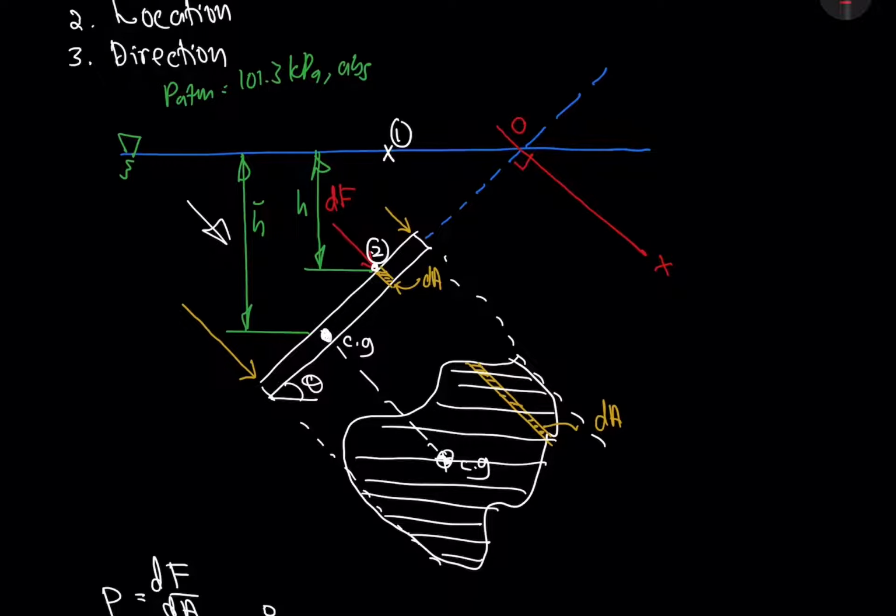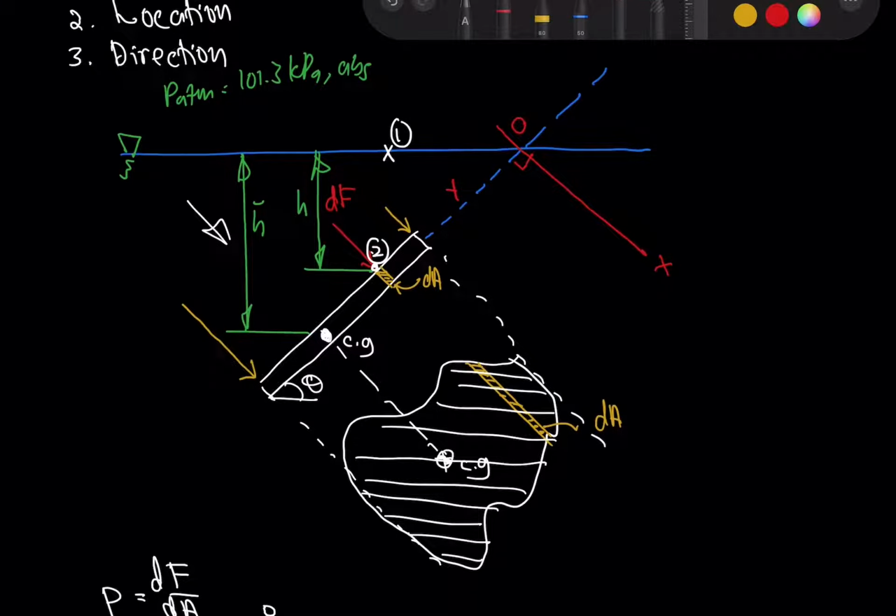This line OX actually is on the free surface, but when you draw it, it seems like this OX is pointing into the water. Actually this OX is on the free surface. So now since this is OX, of course the dotted line here, we call it the y axis.